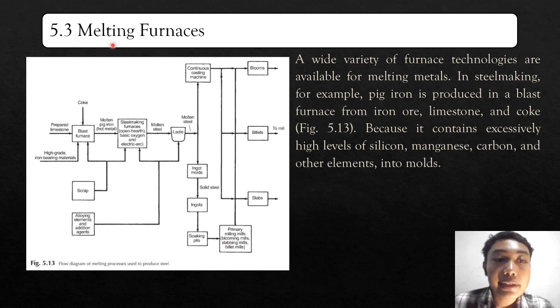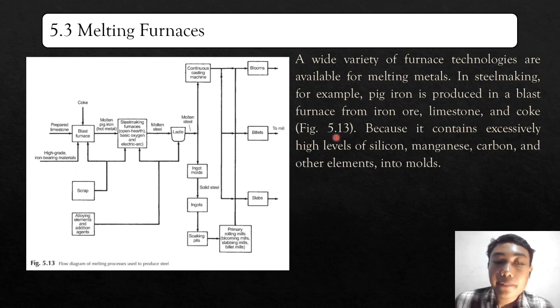5.3 Melting furnaces. A wide variety of furnace technologies are available for melting metals. In steelmaking, for example, pig iron is produced in a blast furnace from iron ore, limestone, and coke.